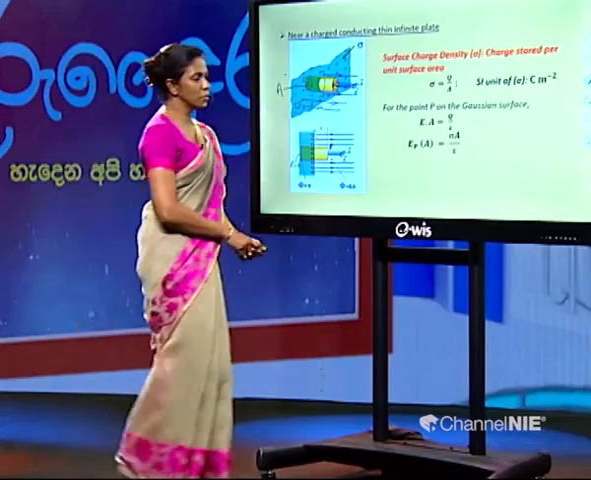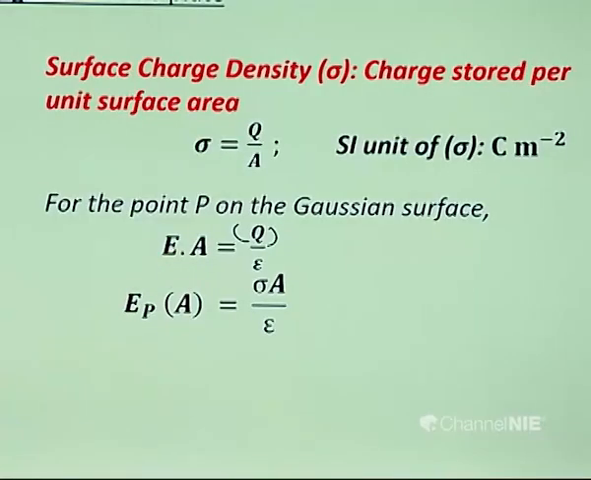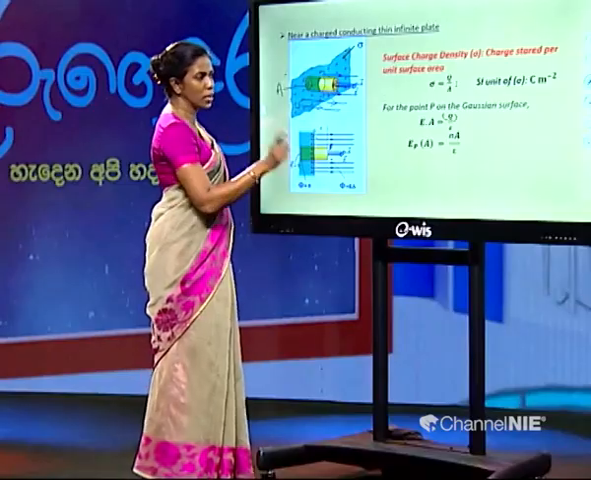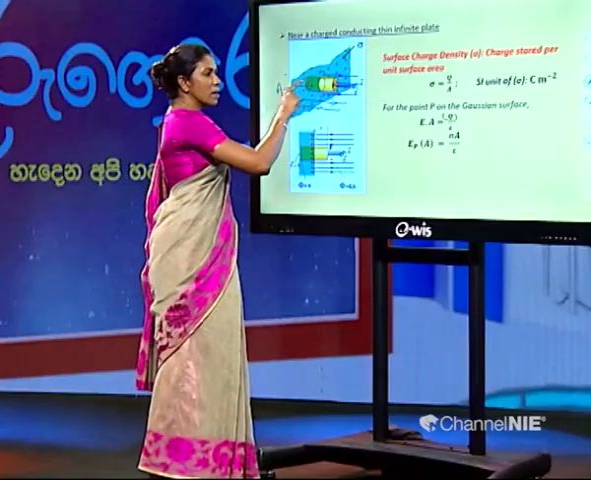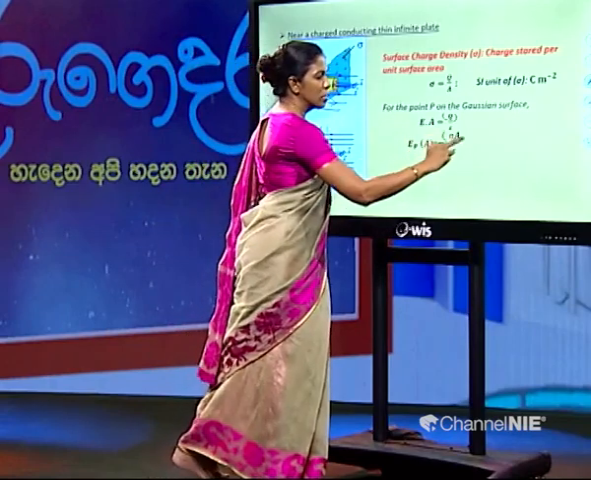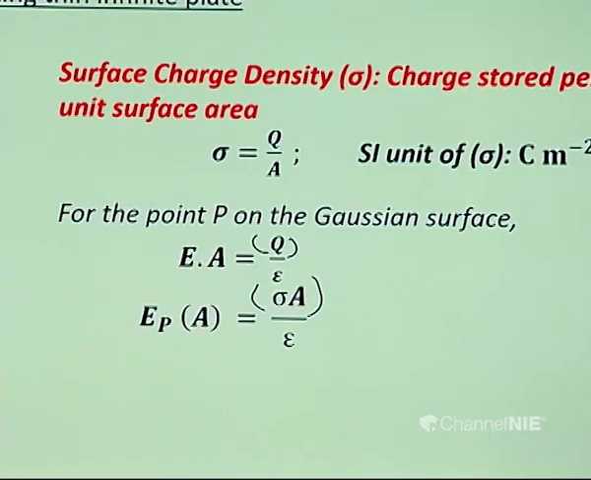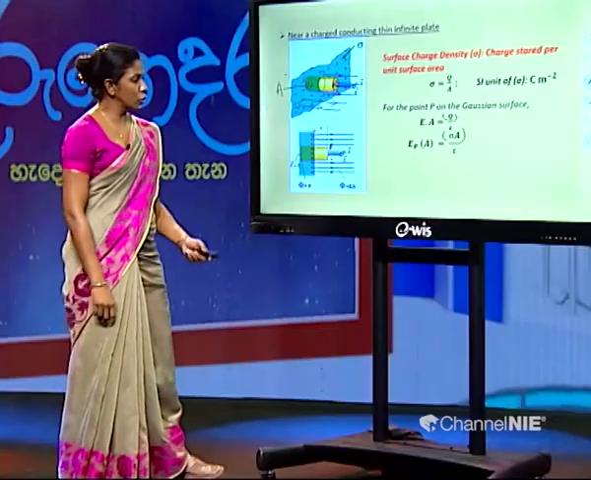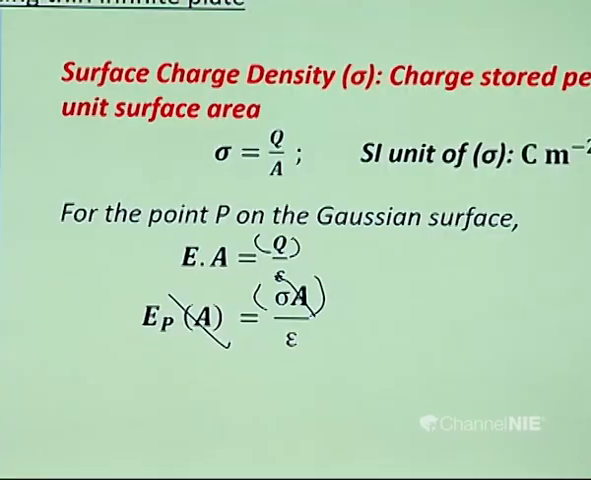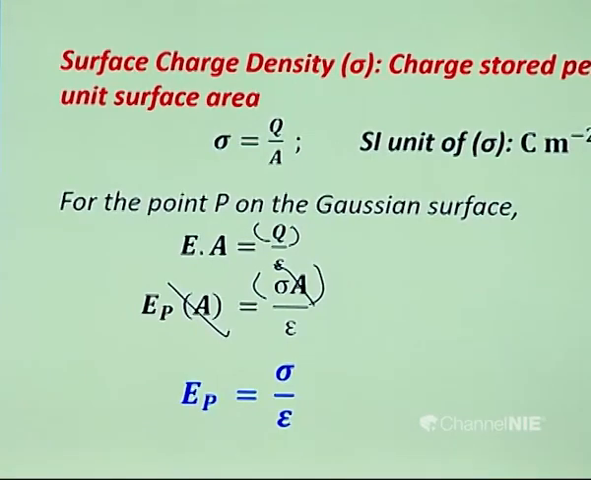Now, what to substitute for this Q, which is the total charge enclosed by the Gaussian surface. So, this Gaussian surface encloses this amount of charge. We know the charge stored per 1 meter squared is sigma. So, unit area is sigma. So, in this area how much is stored? It is going to be charge stored per unit area multiplied by the area, that is the total charge enclosed by the Gaussian surface. When you solve it, this area cancels off. We come to something that we have not seen before. It is EP equals sigma by epsilon.